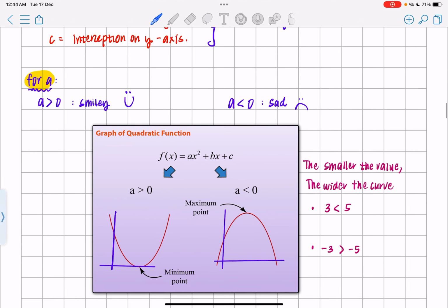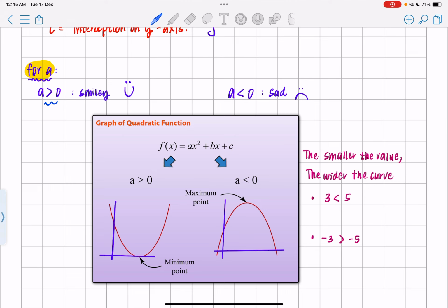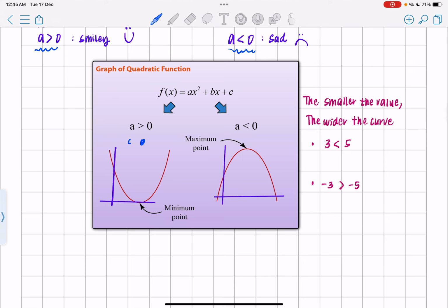Okay, right here I tulis untuk A lebih daripada kosong ataupun A equal to 0. If A lebih daripada 0, then the graph will be all smiley. Ni, I lukis mata. So, you guys boleh nampak lah. It's smiley. Bila A kurang daripada kosong, maknanya it's sad. Okay, walaupun it's sad, tapi dia ada maximum point. Okay, kalau A besar, dia happy, tapi dia ada minimum point. Okay, this is the mata lah, in case you guys don't get it.